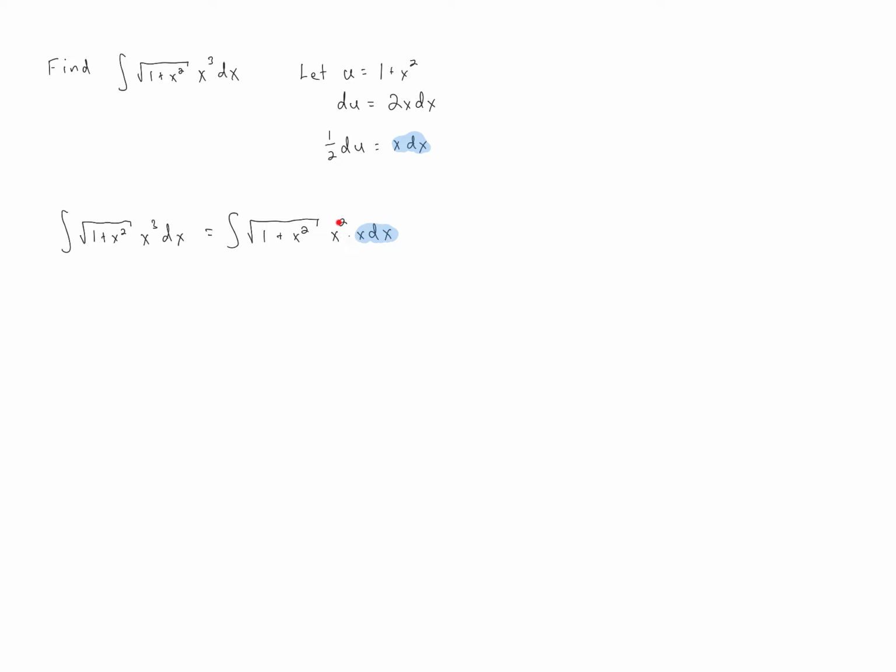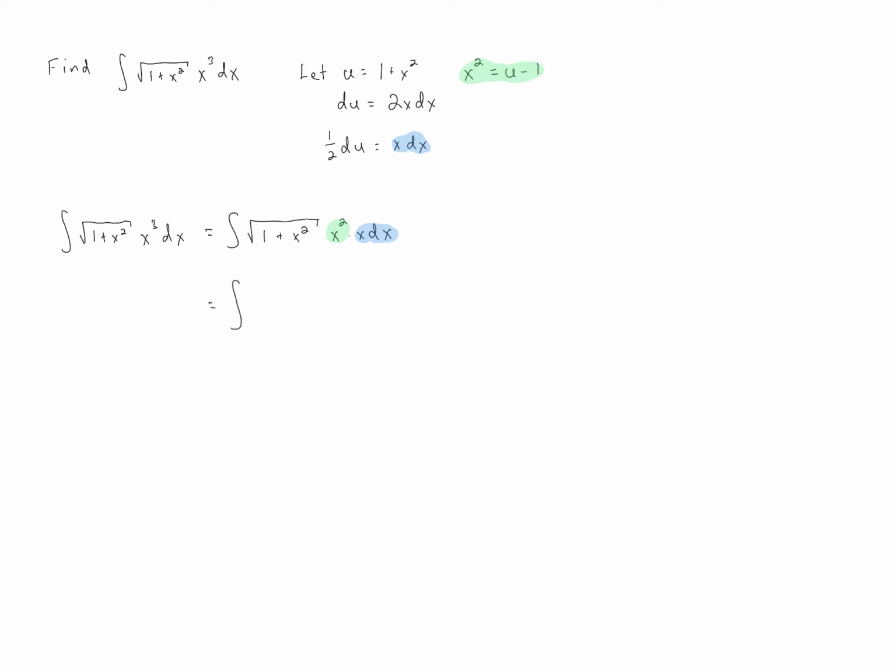Now, you might be thinking there's still an x squared there, but if we look at our original substitution, where u is 1 plus x squared, if we subtract 1 from both sides to get x squared alone, that means x squared is u minus 1. And once we've done that, we can replace this x squared with u minus 1. And so we can actually write everything here in terms of u. So let's go ahead and do that.